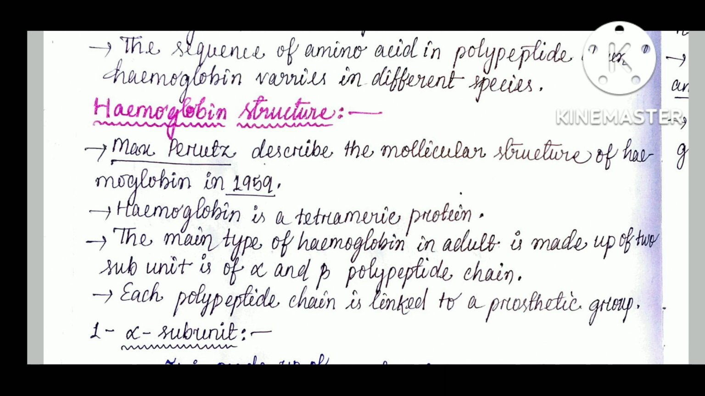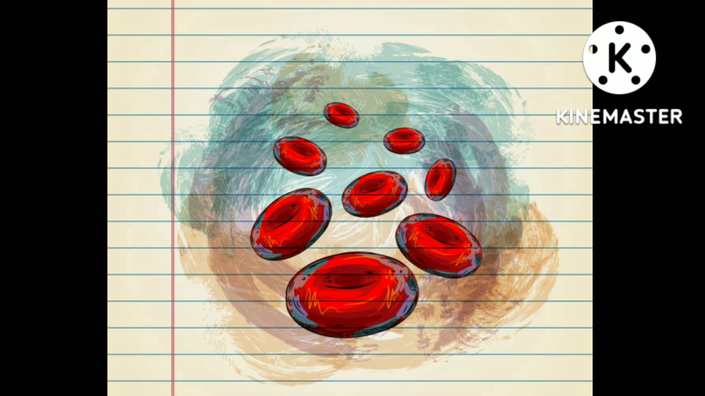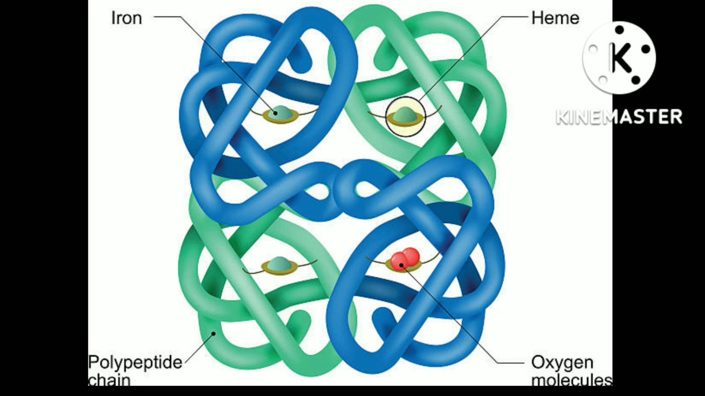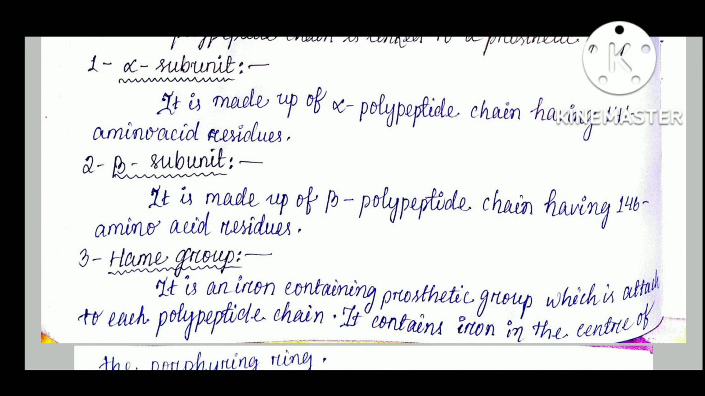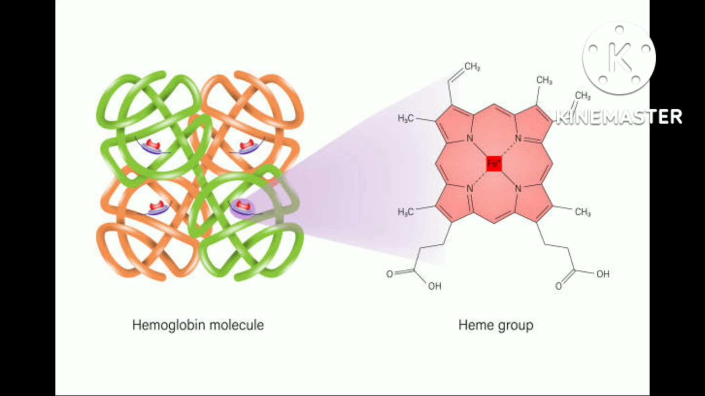First one is the alpha subunit. So, the alpha subunit is made up of an alpha polypeptide chain having 141 amino acid residues. Then the beta subunit is made up of a beta polypeptide chain having 146 amino acid residues. Then the heme group is the iron containing prosthetic group which is attached to the polypeptide chain. It contains iron in the center of the porphyrin ring.